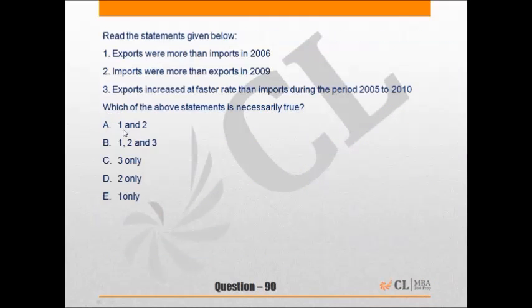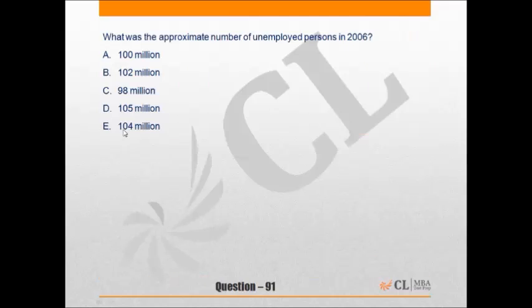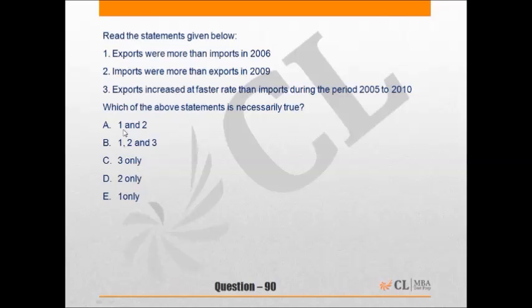So verifying the first statement is not possible on the basis of the given data. Imports were more than exports in 2009. Again, to verify this fact, we need imports as well as exports in 2009 that we cannot calculate on the basis of given data. Now coming to the third statement, it is saying exports increased at a faster rate than imports during the period 2005 to 2010.